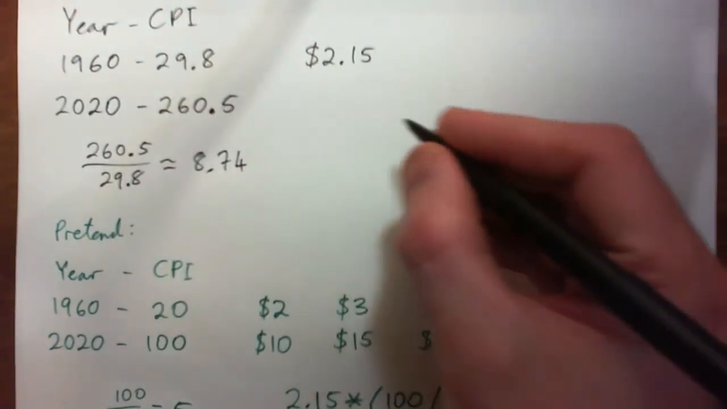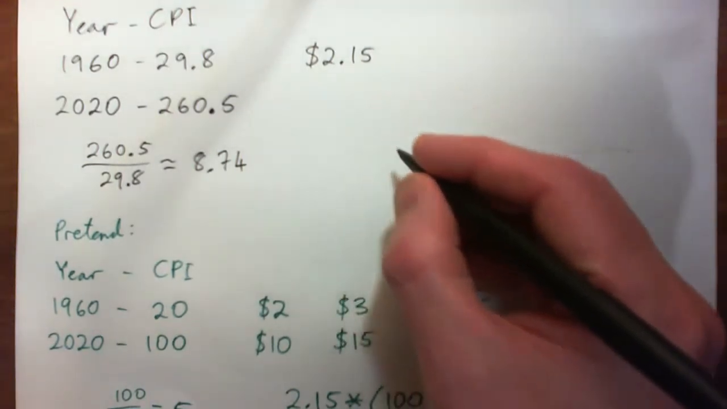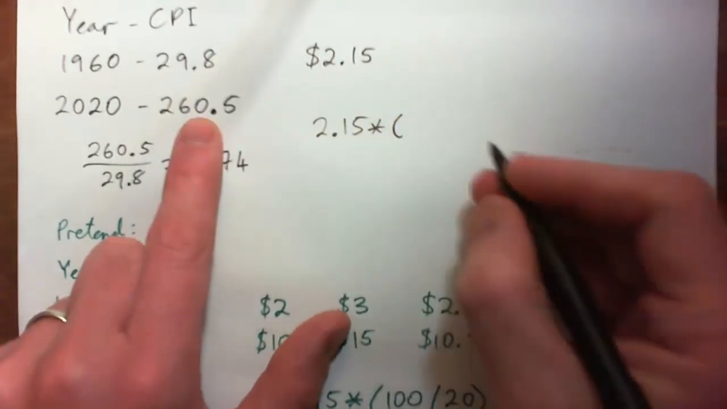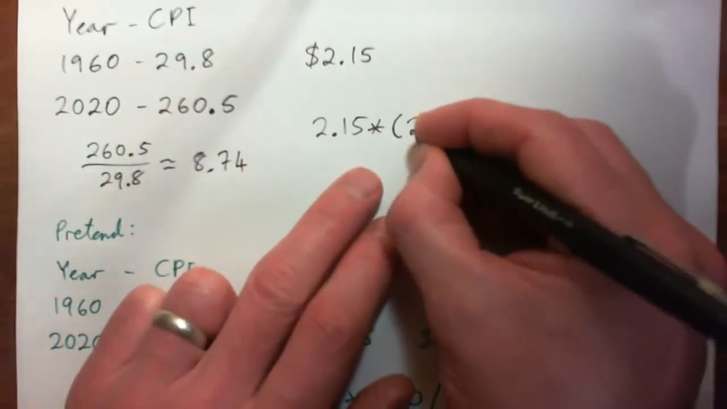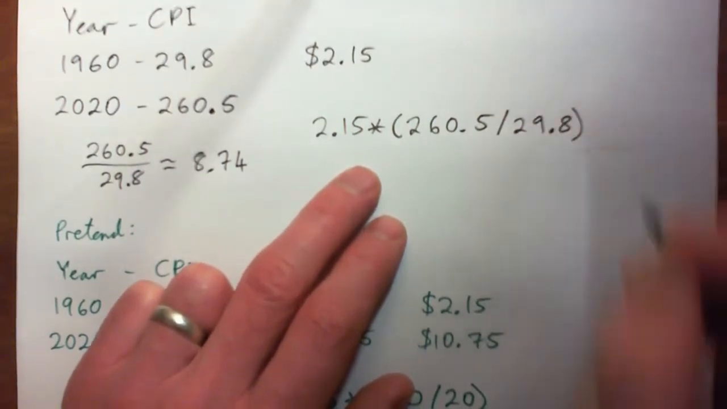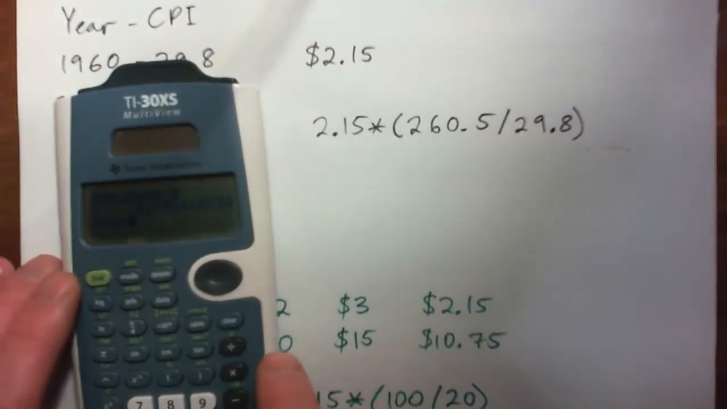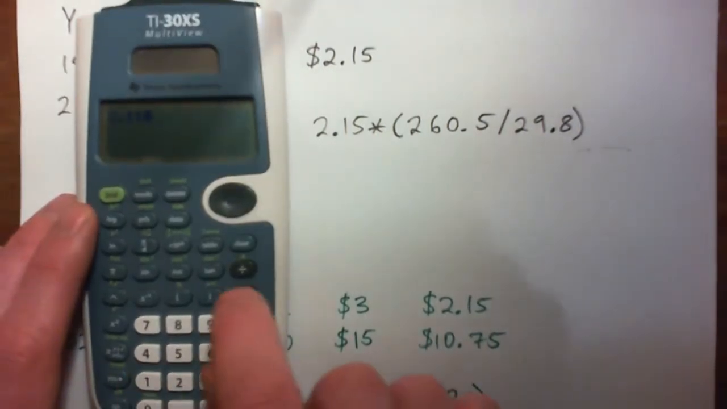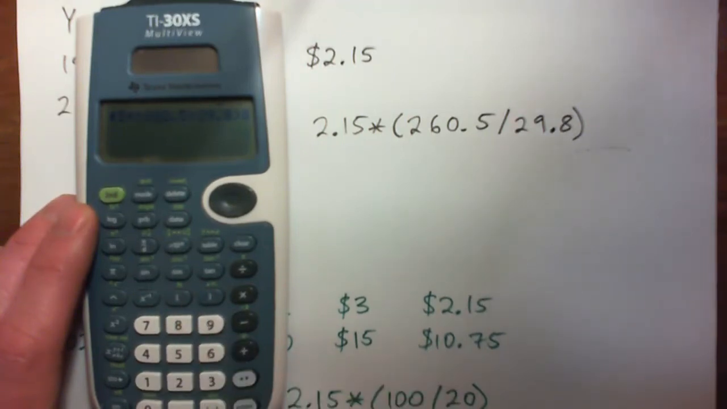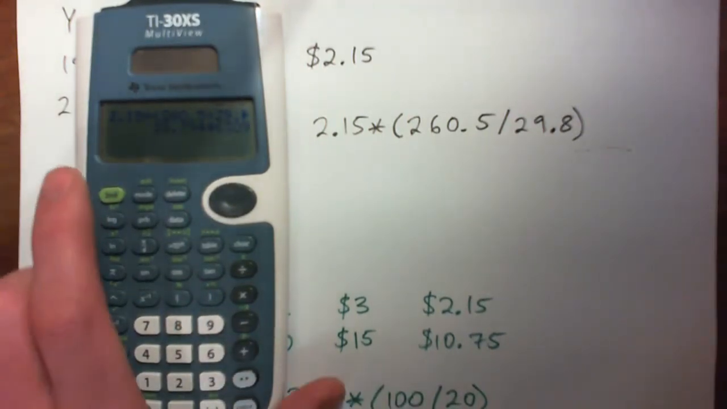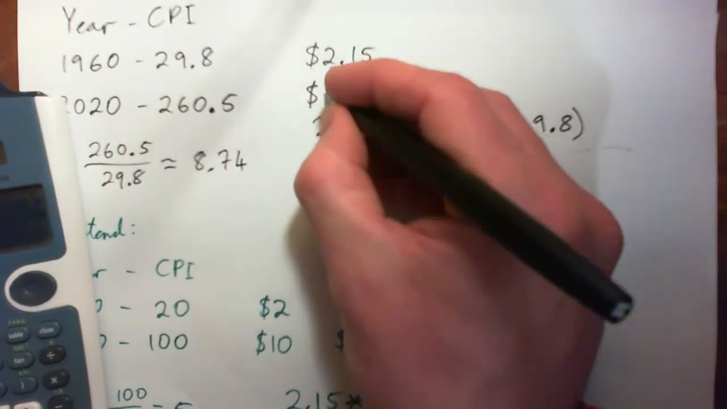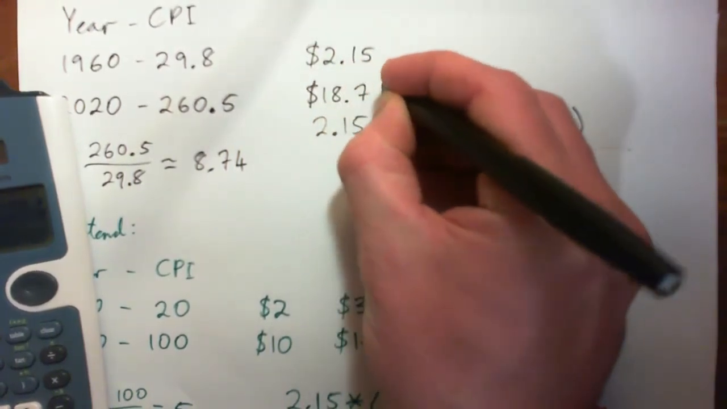So we go 2.15 times 8.74, right? Just to be accurate, you can put in 8.74 and that'll work, but I'm just going to be accurate and go 260.5 over 29.8. See that? All right, so I'm just going to write that out for fun. 2.15 times 260.5 over 29.8, there we go. And that's $18.79. So if a job paid $2.15 in 1960, by 2020 it should pay $18.79 per hour, about, right?